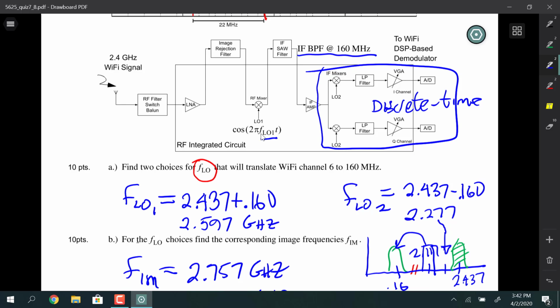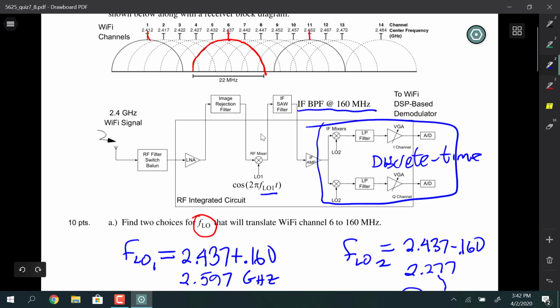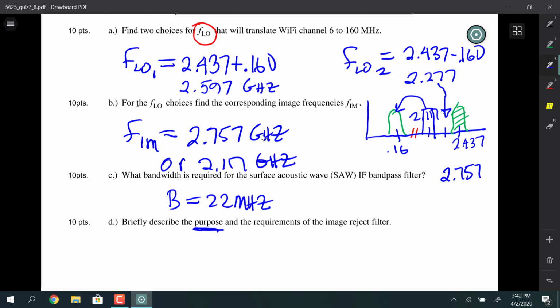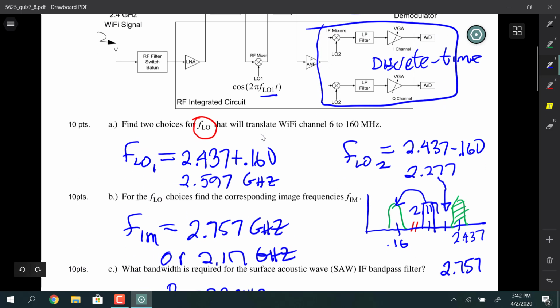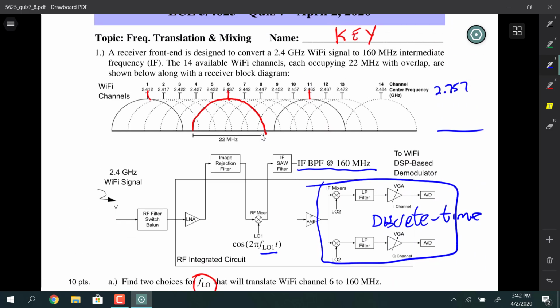Yeah. And the 2.757, where does that exist? So if you look at this, you can say 2.757, that's above the Wi-Fi bands. And the other frequency, 2.117, is below the Wi-Fi bands.